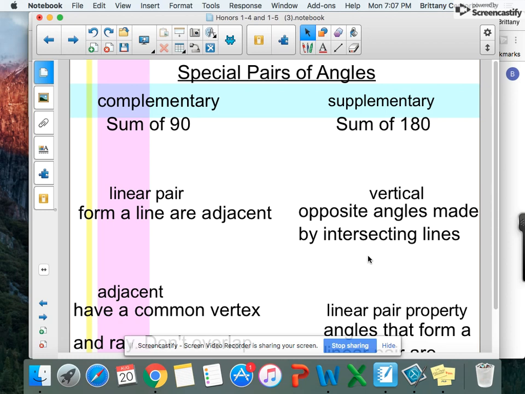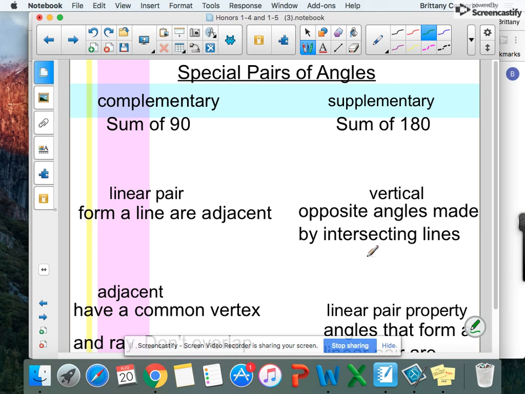So yesterday we looked at different types of angles. Today we're going to look at special pairs of angles. The first type of angle we have are complementary angles. Complementary angles have a sum of 90 degrees. So when you add them together, they have to equal 90 degrees. And supplementary angles have a sum of 180 degrees. A quick way to remember that is C comes before S in the alphabet and 90 comes before 180.